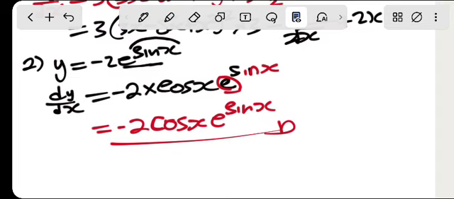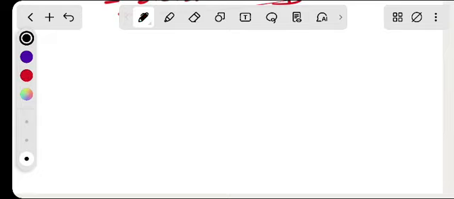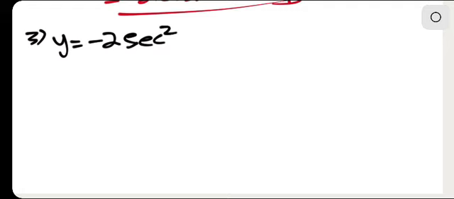So let's say now again we are given to differentiate. Let's say number 3, y is equal to minus 2 sec squared of (1 minus 3x raised to the power of 2), like this.